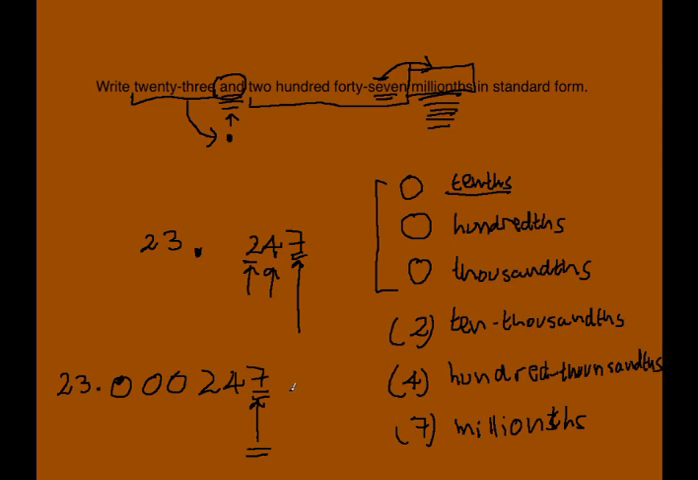So this is your final answer. Why? Because the 7 should be in the millionths place. Because this is the tenths, this is the hundredths, this is thousandths, ten-thousandths, hundred-thousandths, and then millionths. So this is the correct answer.